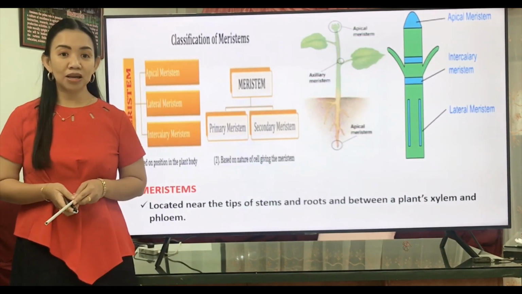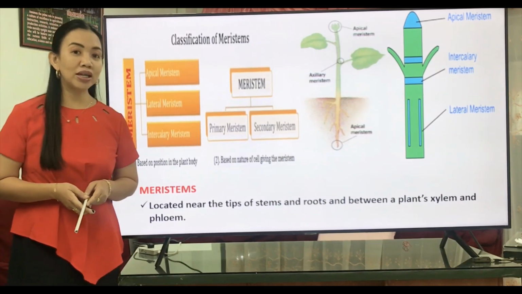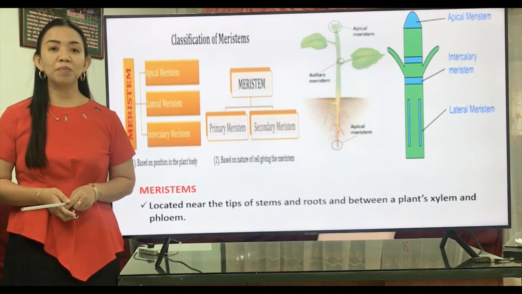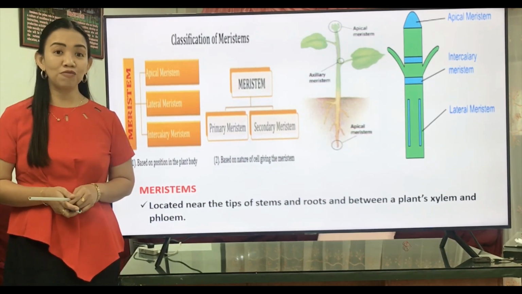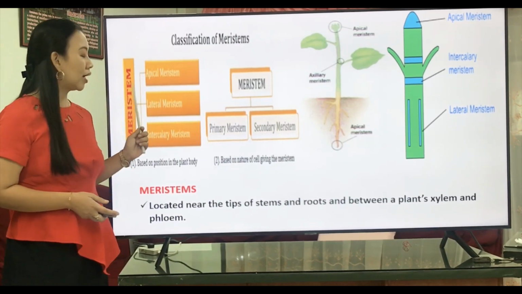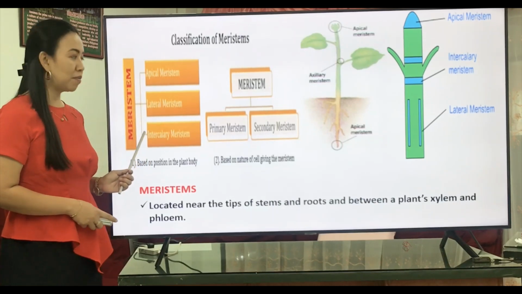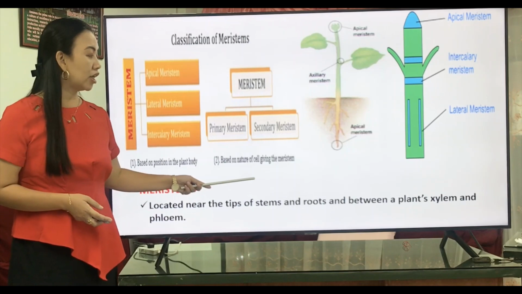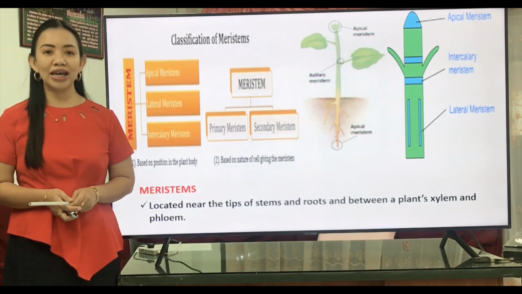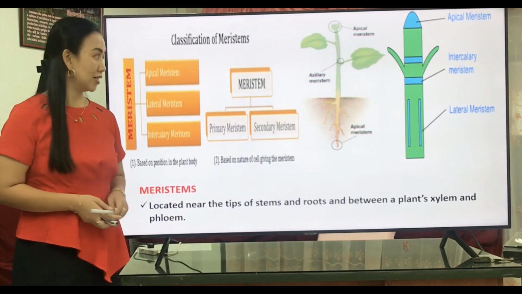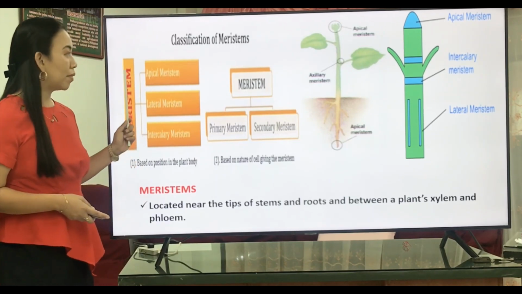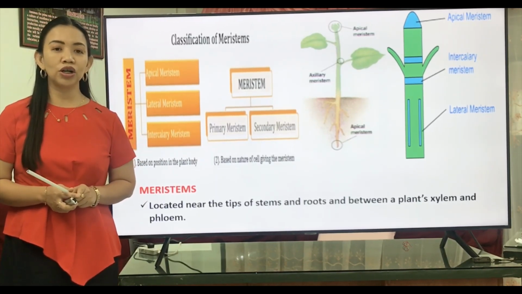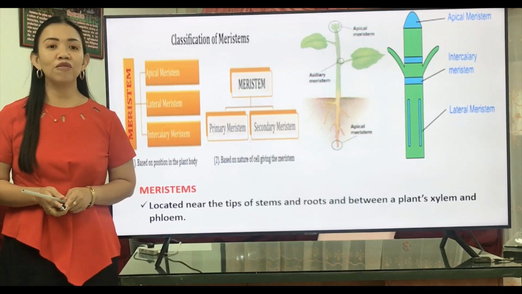Meristems are also of many categories. Based on their position or location in the plant body, we have three categories of meristem: the apical, the lateral, and the intercalary meristem. Based on the nature of the cell giving rise to the meristem, we have the primary and the secondary meristems. The apical meristem is located at the tip of the shoots, the tip of the roots, or the tip of the buds.